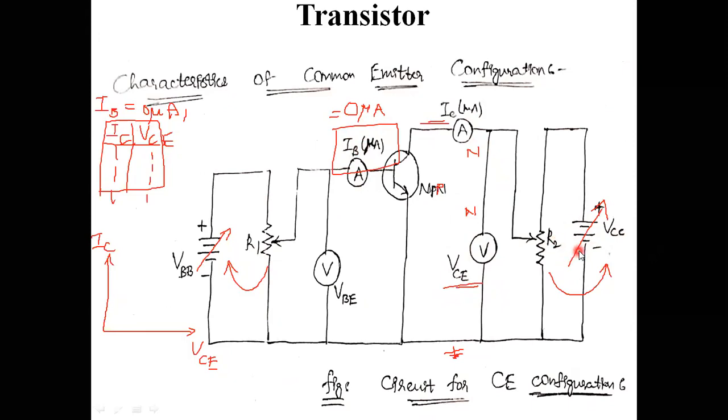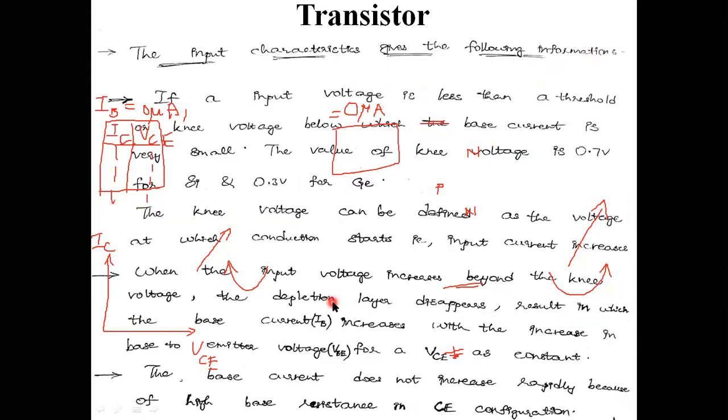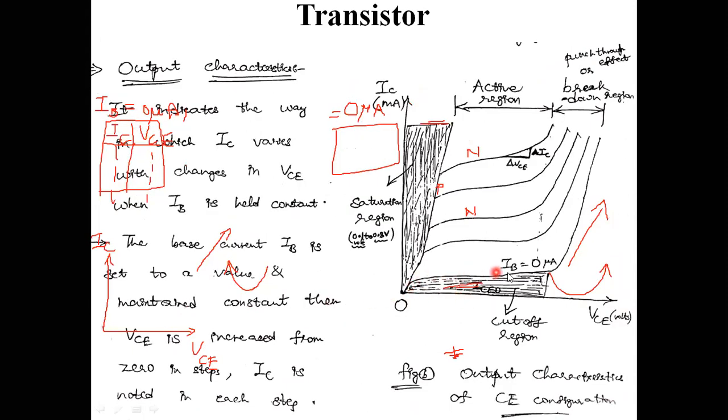By varying the potentiometer, VCC varies. Because VCC varies, VCE as well as IC values change, and I am going to get those readings here and note them. After noting all the readings, I can obtain this curve. I am going to obtain the first curve.